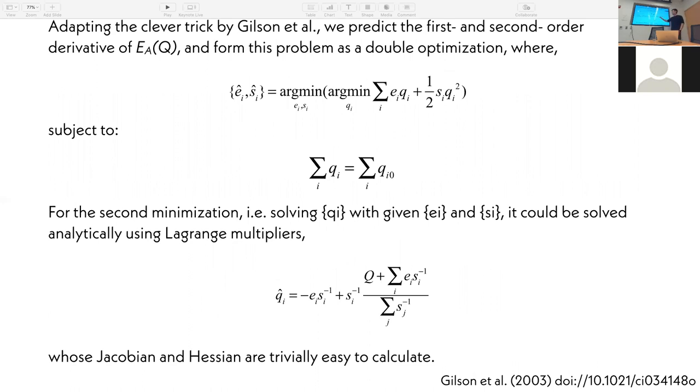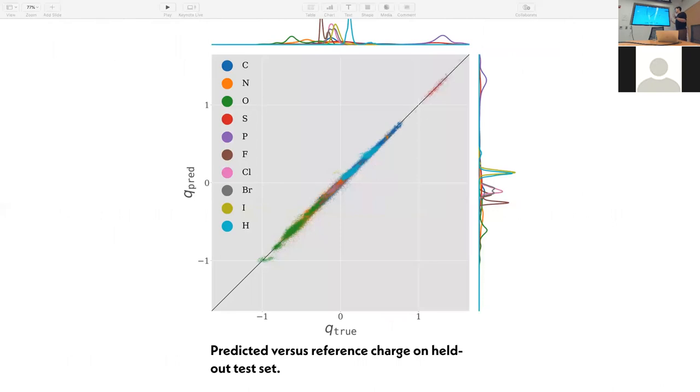So we use the same idea, and we use this charge equilibrium method proposed by Gilson et al. and form this as a double optimization problem. So you first come up with the prediction of the electronegativity and the hardness, which is predicted by your neural net, then you also predict the charge that would minimize the potential energy. And luckily, this second step is easily solvable through a Lagrange multiplier. And this solution is analytical, whose Jacobian and Hessian are trivially easy to calculate. So if you put this end-to-end, you can flow your gradient through all the layers. And it's working kind of well.